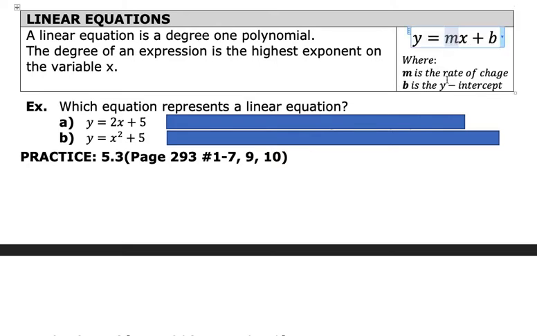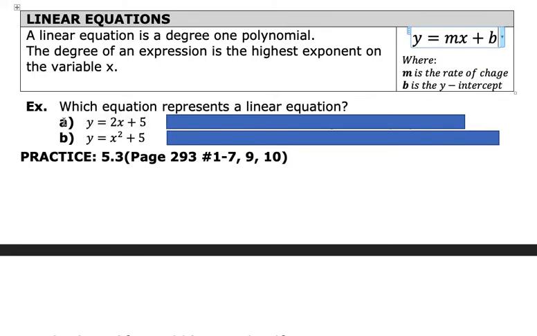m is the slope, but we're interpreting it as the rate of change between two variables, and b is the y-intercept. So where does the line cross the y-axis? Looking at these equations, which equation represents a linear equation?